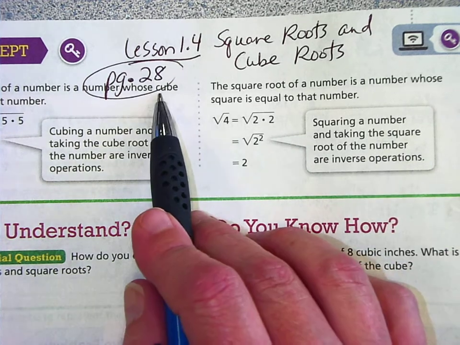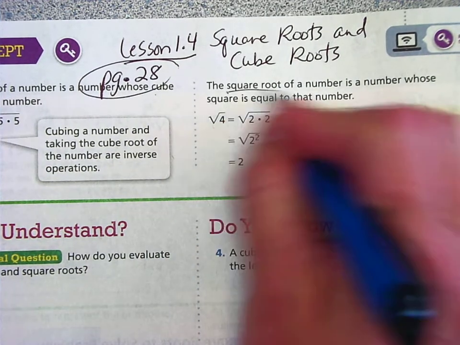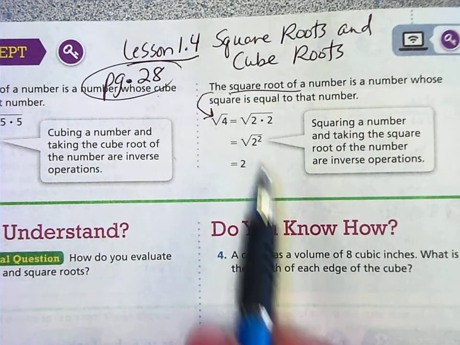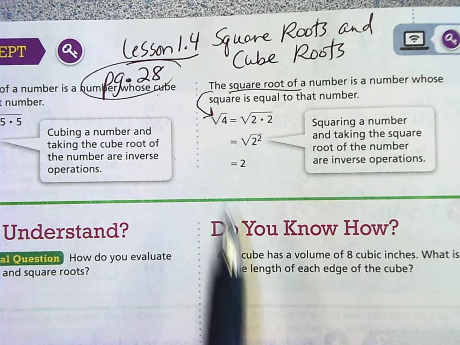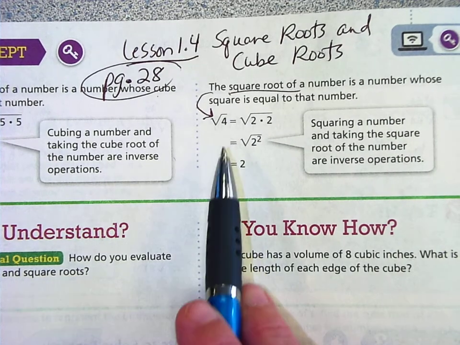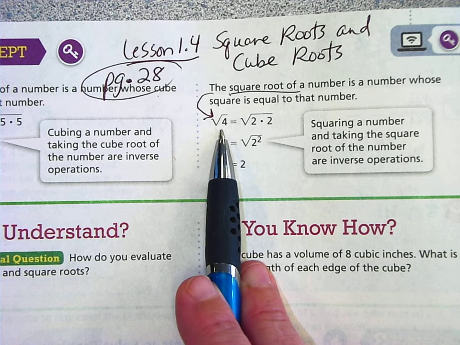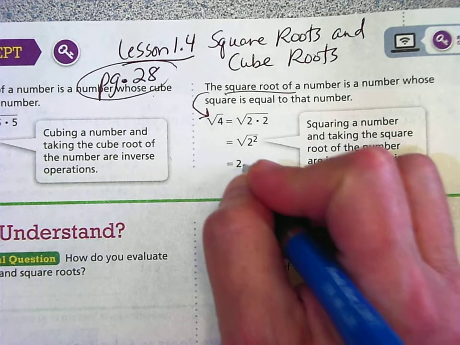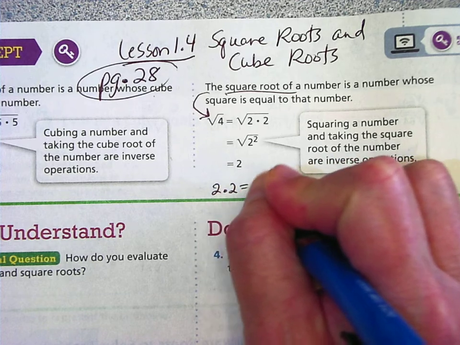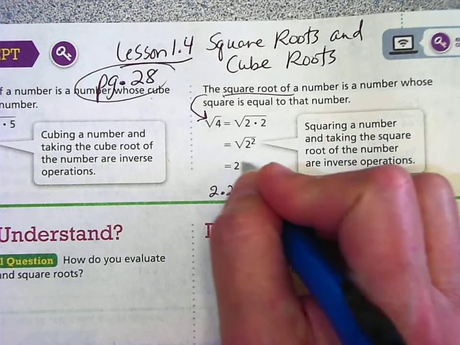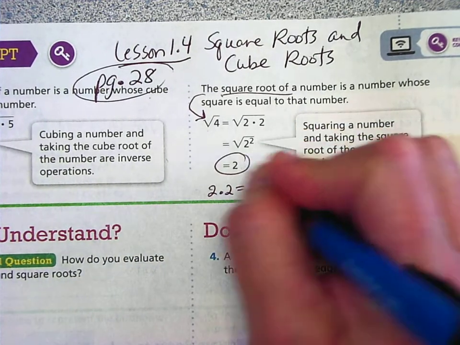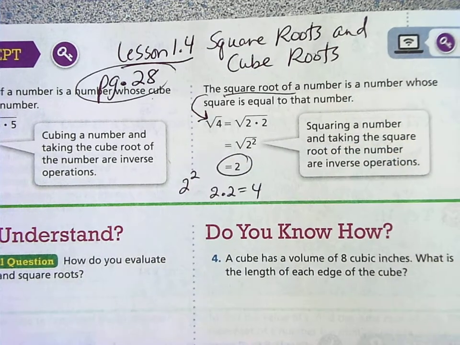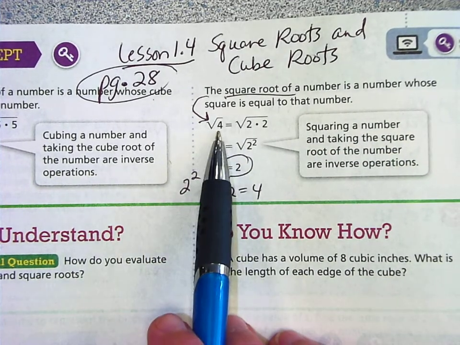So it's page 28. Okay, so here is a square root. When you're square rooting a number, you're thinking what number times itself equals that number in the radical sign. So basically, the square root of 4 is 2 because 2 times 2 equals 4. So the square root of 4 is 2. You're thinking of basically what number do you square and get that number inside.